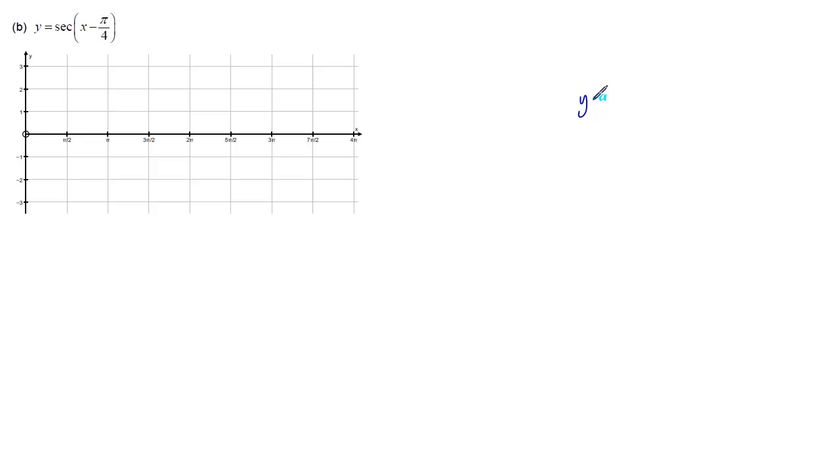So now we have y equals sec x take away pi by 4. Remember, that's 1 over cos x take away pi by 4. So when x is pi by 4, that's cos 0, which is 1. So y will be 1 when x is pi by 4. When x is 3 pi by 4, this will be cos pi by 2. So that's where the asymptote will be.